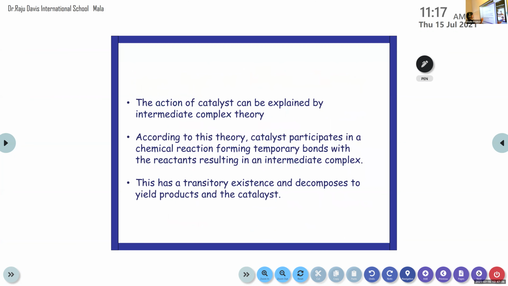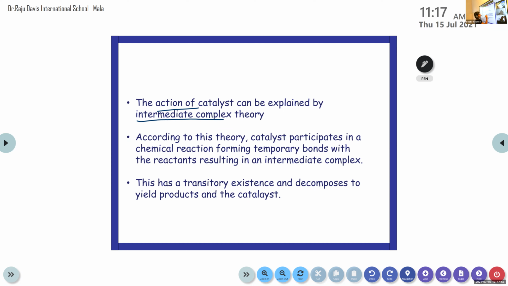Then the action of catalyst. This action of catalyst can be explained by intermediate complex theory. We have learned that when the reactants change to products, before converting to products there is one stage known as the intermediate stage, right? It's a very short time period and it is finally converted to product. It's an unstable state. So this action of catalyst can be explained by this intermediate complex theory.